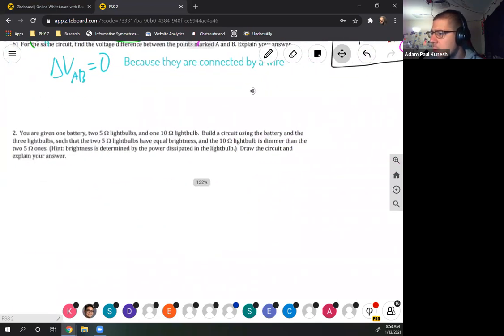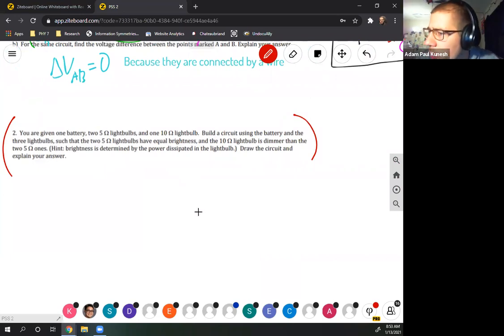I'm given a battery, 2 5-ohm light bulbs, and 1 10-ohm light bulb. Build a circuit using the battery and the 3 light bulbs such that the 2 5-ohm light bulbs have equal brightness and the 10-ohm light bulb is dimmer than the 2 5-ohm ones. Hint: brightness is determined by power dissipated in the light bulb. Draw the circuit and explain your answer.